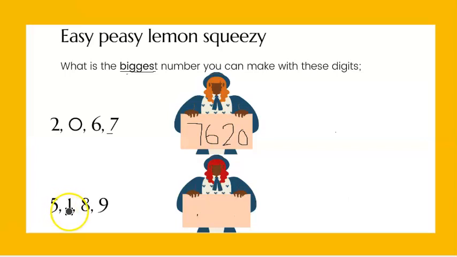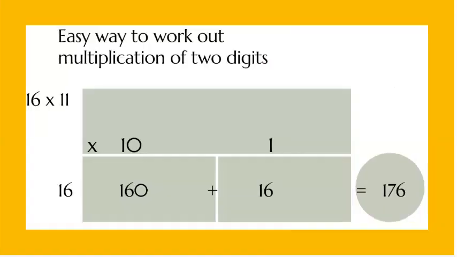Now I have 5,189. I want to make a very big number from it. So I'll start with 9. Then I'll take 8. Then I'll take 5. Then 1. So 9,851 from that. All right, with that, we go to another easy peasy lemon squeezy question.